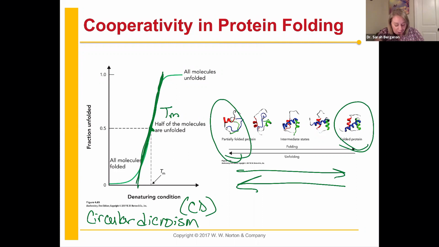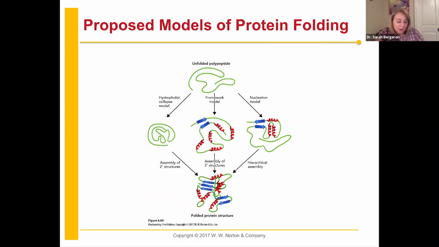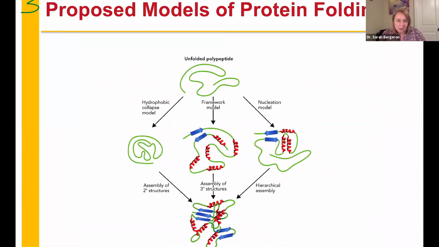So how do they actually fold? Before we talk about chaperones, let's talk about how proteins actually fold. There are 3 proposed models for protein folding. We're going to talk about each one, but what I want you to understand is that any given protein could be using one or more of these folding mechanisms to make that final folded state. It's usually going to be a combination, and as much as we wish we understood this completely, we don't.